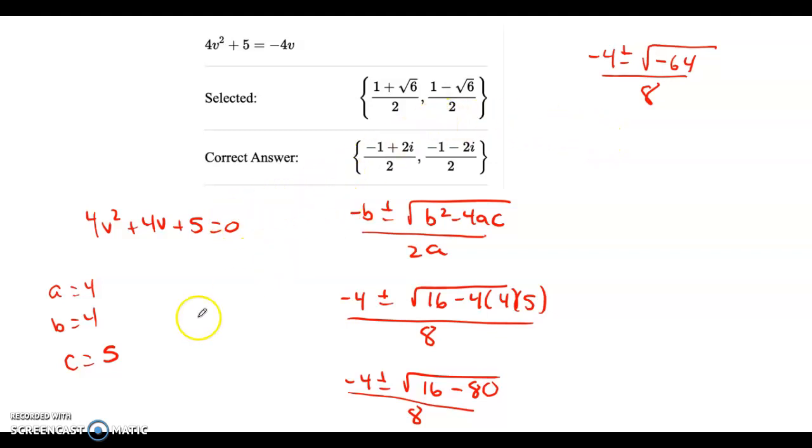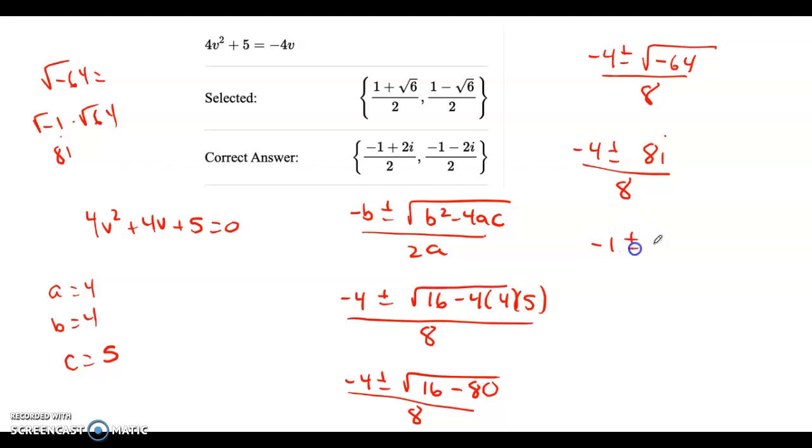Hold on, there's a mistake with this. Okay, so you're going to have -4 plus or minus, you have a negative inside, so take out an i, and the square root of 64 is 8. It's a perfect square, so it's 8i. So before we left for break, we were doing imaginary numbers. Just to break it down, square root of -64 is the same thing as square root of -1 times square root of 64. So this would be 8i. You could divide all three of these by 4. So you'll get -1 plus or minus 2i over 2. And that's how we come up with that answer there.